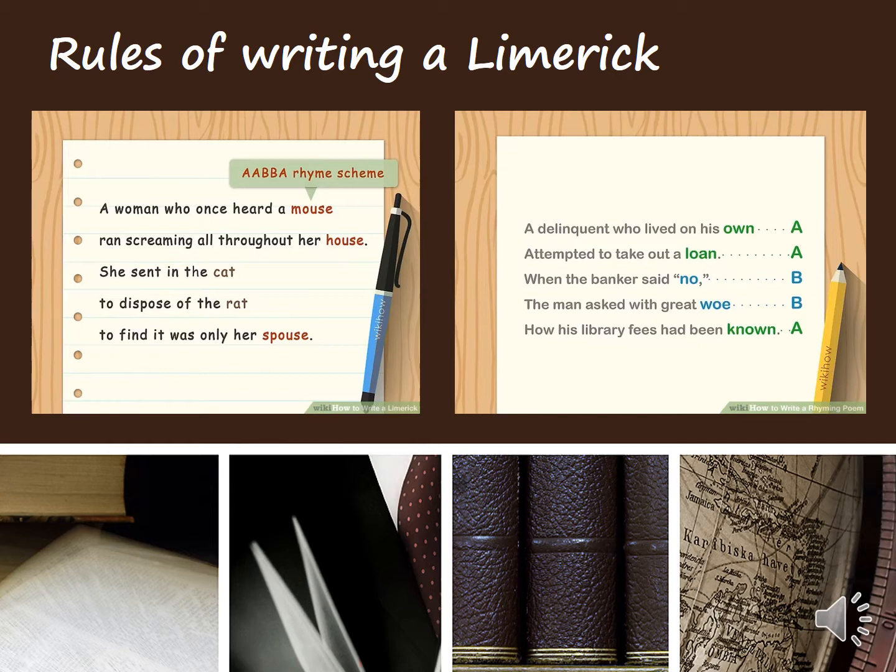Example: A delinquent who lived on his own attempted to take out a loan. When the banker said no, the man asked with great woe how his library fees had been known. So own, loan, and known, they rhyme, so we label them with A. No and woe, they rhyme, we label them with B. So the rhyme scheme here is AABBA.